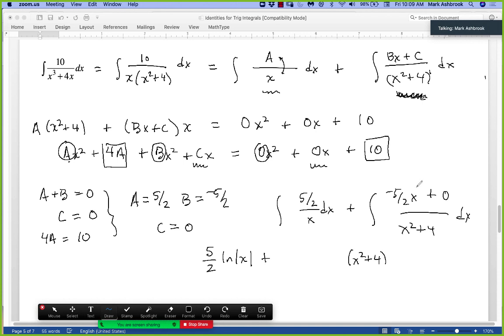So this is essentially the derivative of this, right? This is essentially the derivative of this. So we've got undoing the chain rule, where we're going to do natural log. We're going to have our negative 5 halves. What else will we need to make the derivative be exactly this? Yeah, we're going to need a 1/2, right? When you take the derivative, you get 2x. So we need another 1/2.